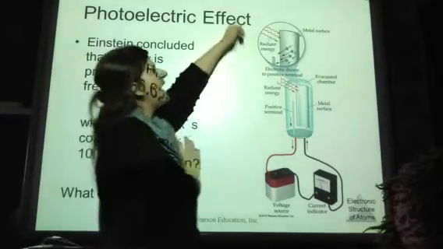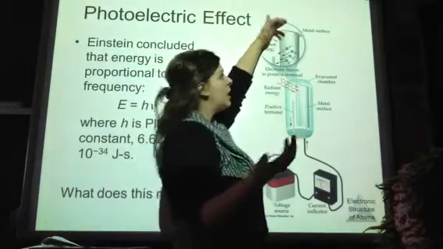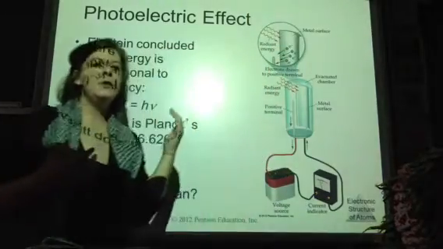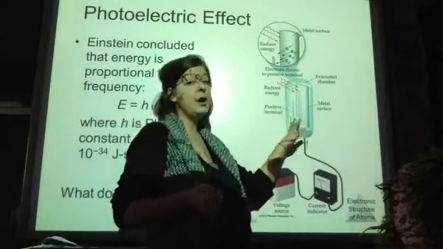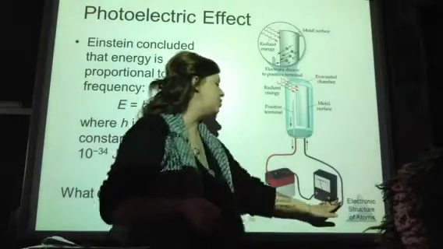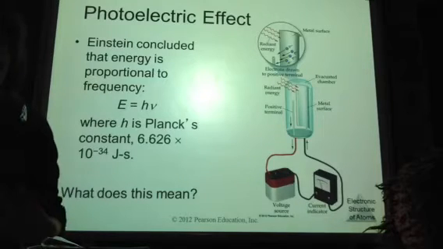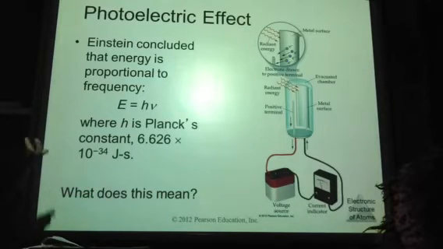We see that if we have some type of energy, photons, striking a metal surface, we do have electrons that will be attracted to that positive terminal, and it's going to show on that current indicator. So we have actual physical evidence that the photoelectric effect is actually happening.